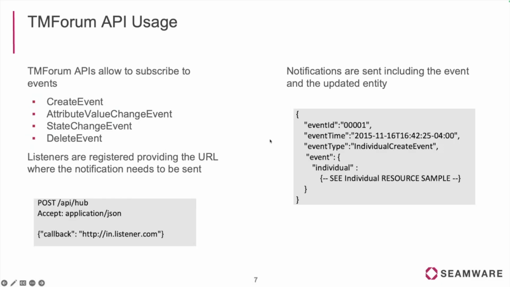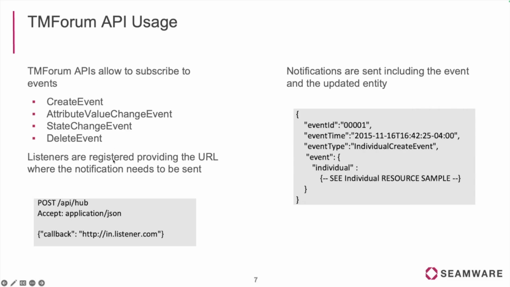You can subscribe to 4 different types of events, which are the create event, triggered when an object is created, the attribute value change event, which is triggered when one of the attributes of the object is updated, the state change event, which is triggered when the particular attribute that defines the status of the entity is changed, or the delete event that is triggered when an entity is removed.